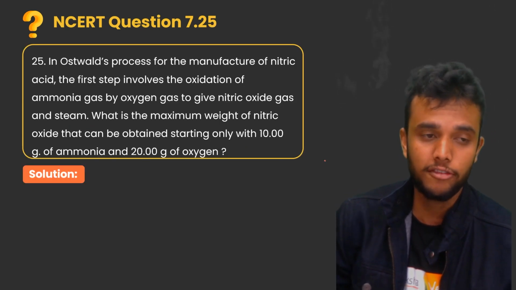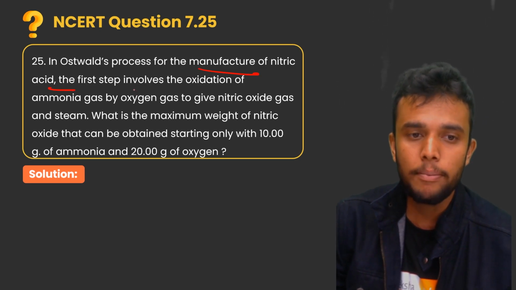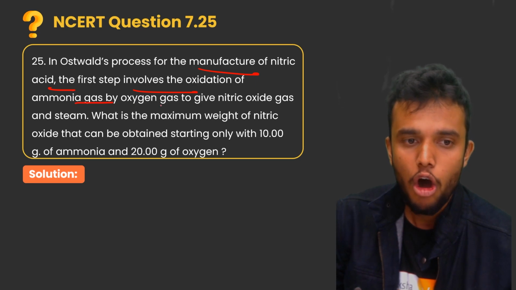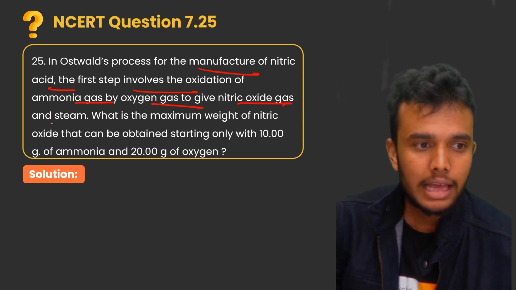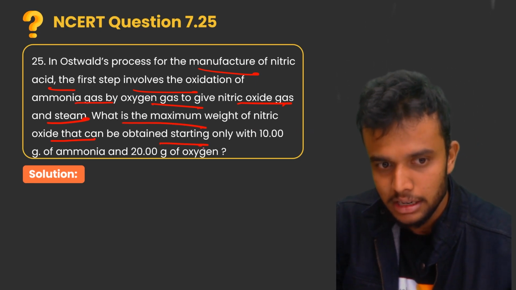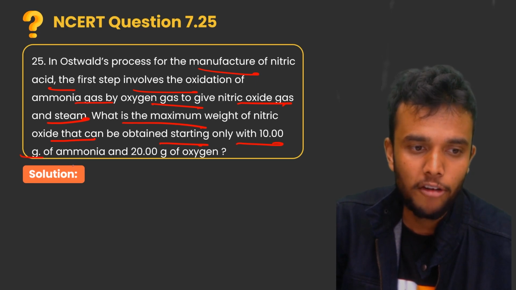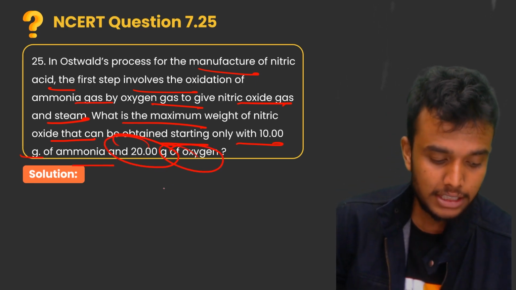Not the last question, another 5 are there. In the Ostwald process for the manufacture of nitric acid, the first step involves the oxidation of ammonia gas by oxygen gas to give nitric oxide gas and steam. What is the maximum mass of nitric oxide that can be obtained starting only with 10 gram of ammonia and 20 gram of oxygen? They only give 10 gram and 20 gram. First write the reaction.